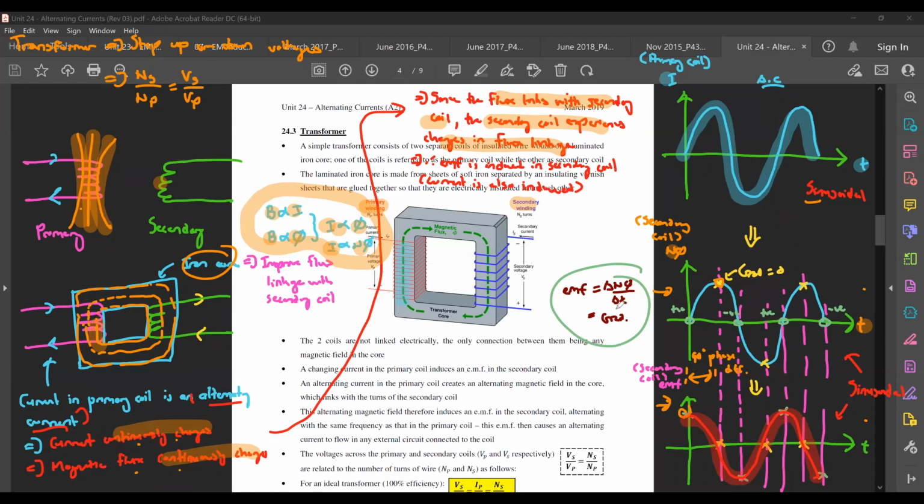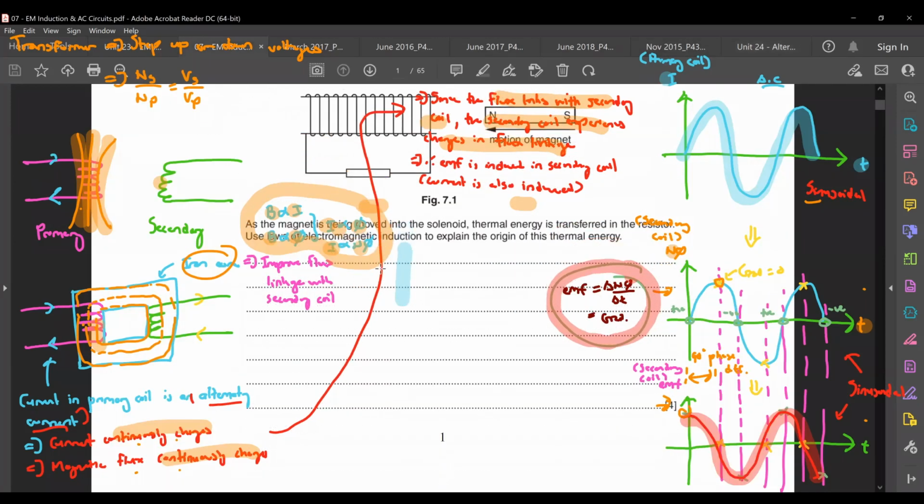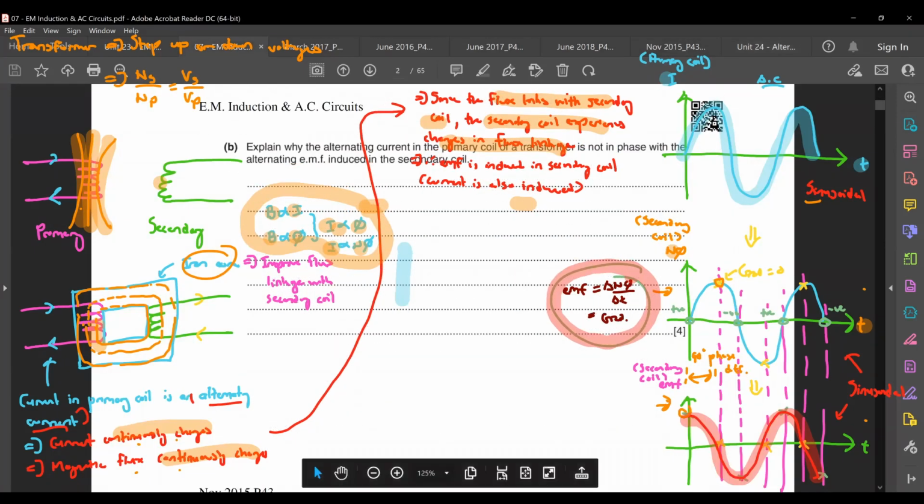Part of the reason is that we take the gradient to get the EMF. That's the reason why we don't get them in phase. All right, so let me just explain this one. This one is June 15, P42. Let me just open out the question.